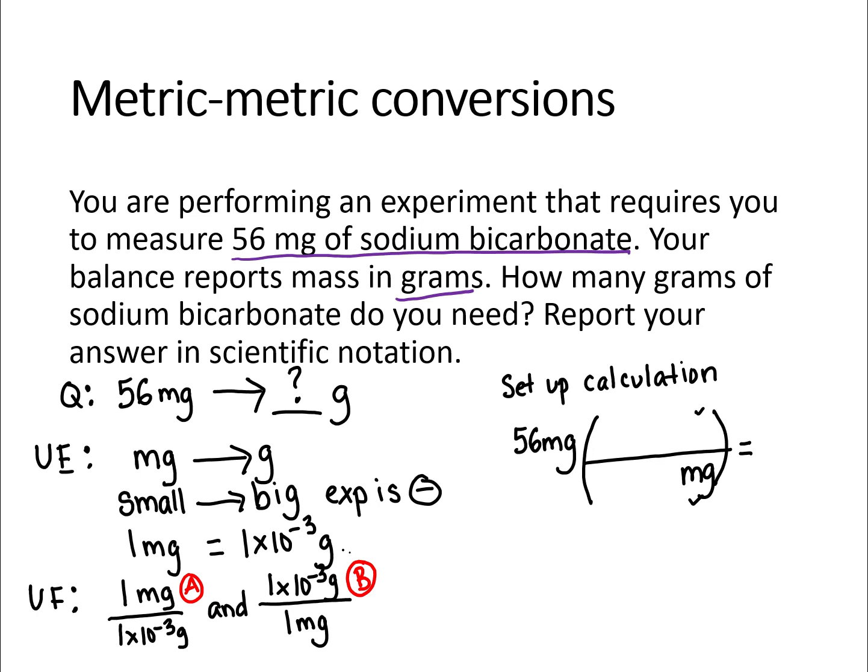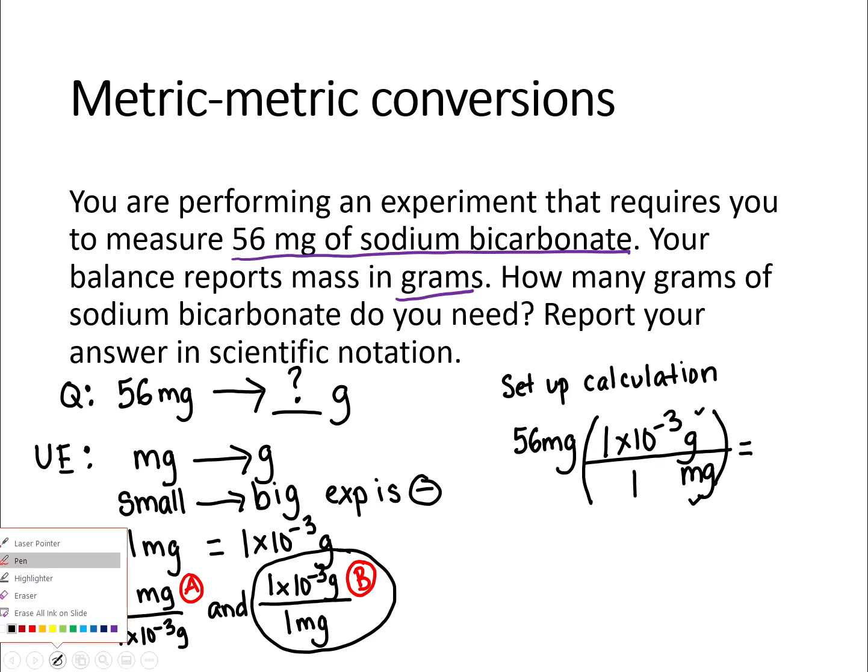So that means we're going to choose B. You need to fill in all of your numbers from the unit factor. The last step before you touch your calculator is to make sure that your units are going to cancel. Now this is going to matter even more when we use more than one unit factor. For right now, it's pretty simple. You can see that the milligrams cancel, you're left with grams.